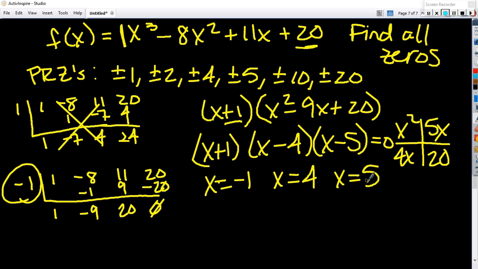What if I had gotten to this point, and this set of parentheses was a cubic with a power of 3 that wouldn't factor? You'd have to use the PRZs again. I would have to go through this process all over again for this set of parentheses also. I would have to keep doing it until I got it broken down.